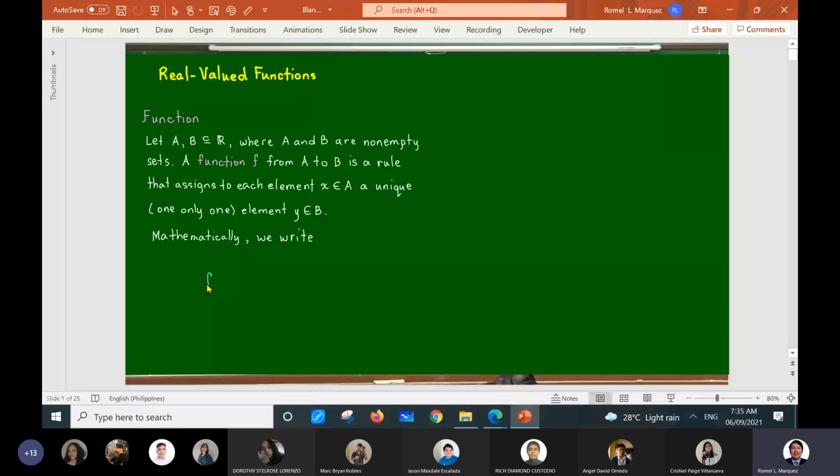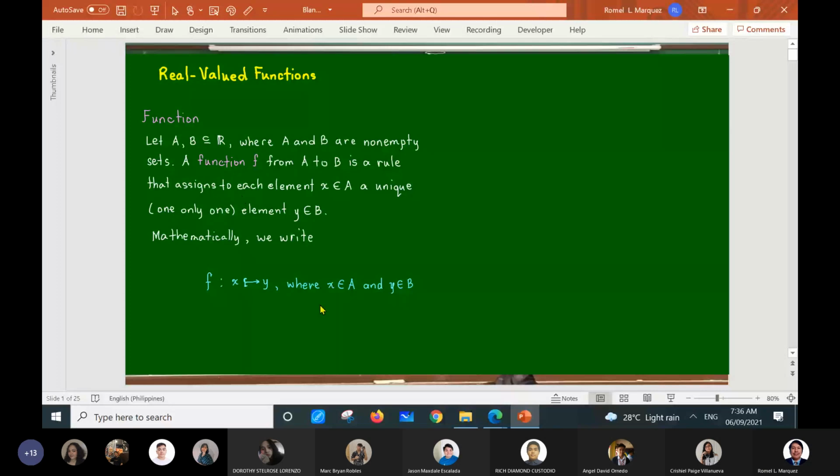f is a rule that sends every element x to a unique y, where x belongs to set A and y belongs to set B. Okay, so that's what this means, symbolically.